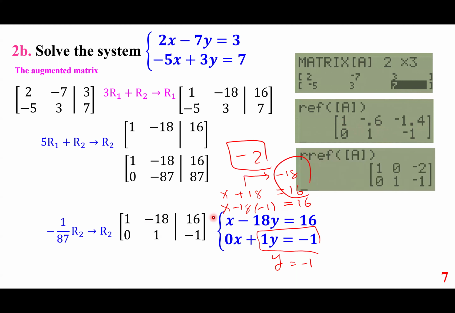However, if I put REF, this last column is the answer, everybody. Here's the reason. This means 0x plus 1y equals negative 1. This means 1x plus 0y equals negative 2. So REF will give you the answer. The last column is the answer, and we are done. So this is using matrices. We need to understand the concept.